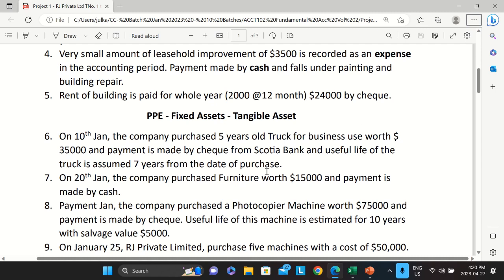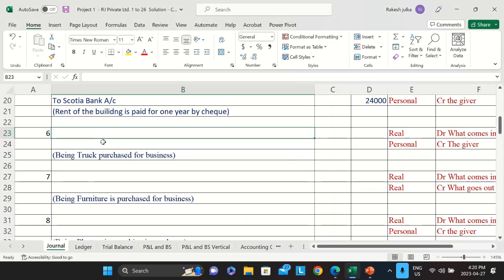So in this case, we definitely will write truck account debit to Scotia Bank. I'm just going to write here the name of the asset that our company has bought, so that is truck account debit to Scotia Bank.